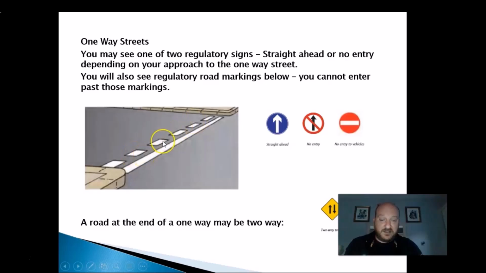So you must obey the line that's closest to you. So if you're coming from this direction, you must yield. If you're going this way into the road, that's a stop. And if that's a one-way road, it'll be a stop, and there'll be a sign there telling you as well that you can't enter.